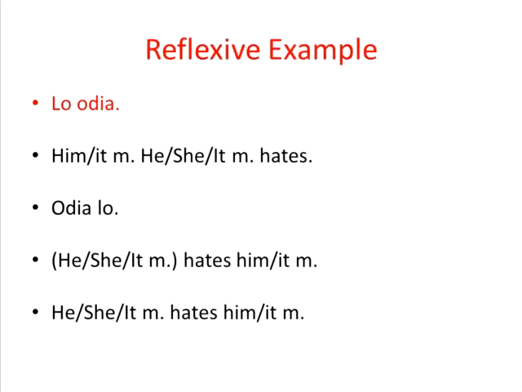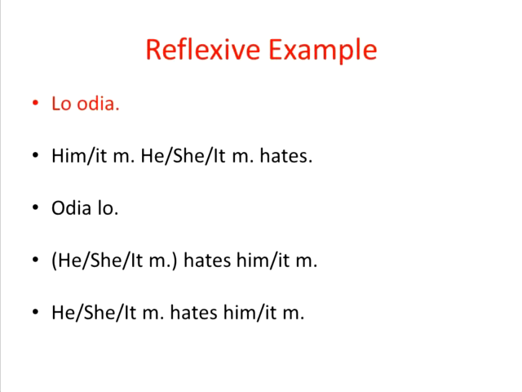Now we're going to do a reflexive example. Lo odia. Him or it, masculine object. He, she, or it, masculine object, hates. Odia lo. He or she or it, masculine object, hates him or it, masculine object.